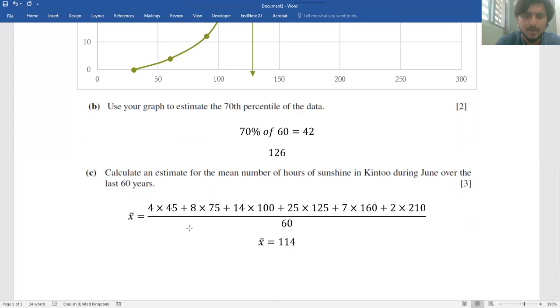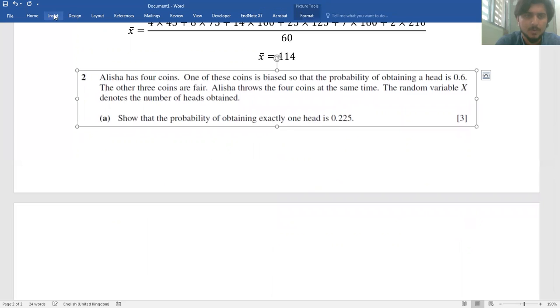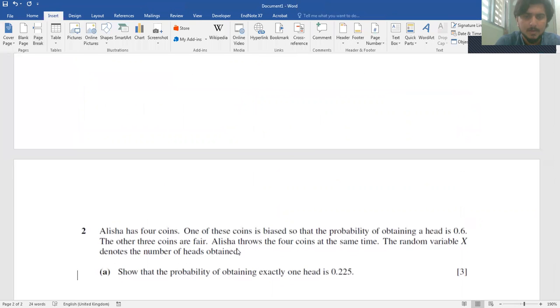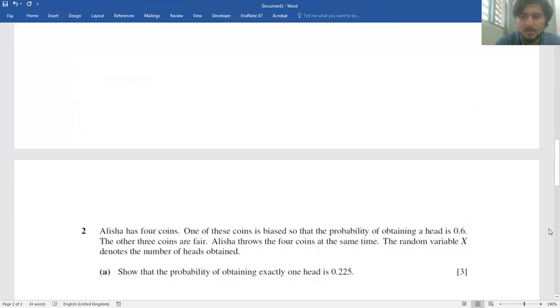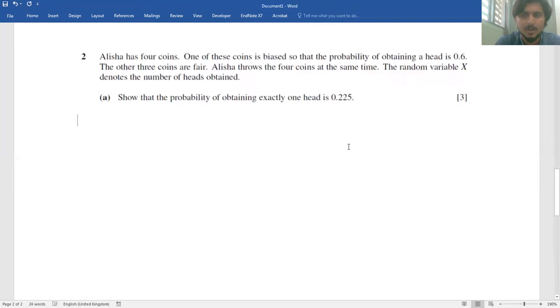Moving on to question number 2. Question says that, write down the question first. Okay, Alicia has 4 coins. One of these coins is biased so that the probability of obtaining a head is 0.6. The other 3 coins are fair. Alicia throws the 4 coins at the same time. The random variable x denotes the number of heads obtained. Show that the probability of obtaining exactly 1 head is 0.225. Okay, now what do we need to do?